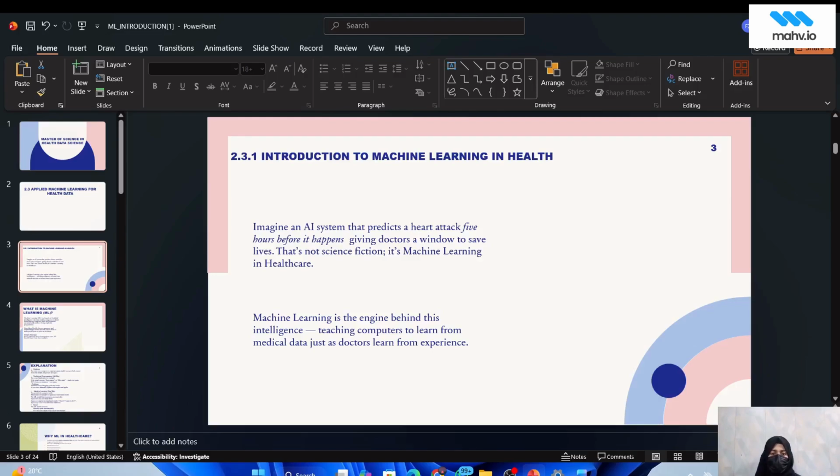Imagine an AI system that predicts a heart attack 5 hours before it happens, giving doctors a window to save lives. That's not science fiction, it's machine learning in healthcare. Machine learning is the engine behind this intelligence, teaching computers to learn from medical data just as doctors learn from experience.